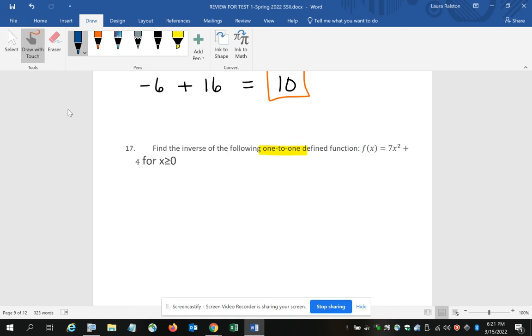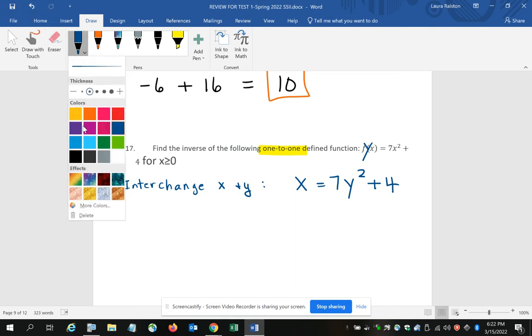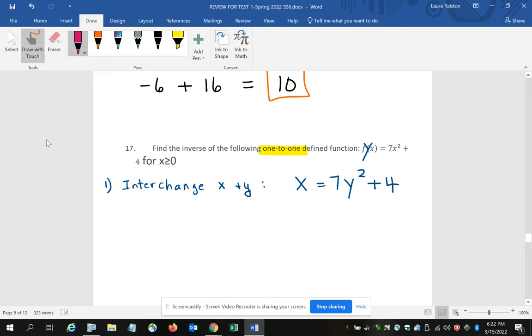The first step you usually do, and again, I always think about it in terms of x and y. So we really have y equals 7x squared plus 4. And the first step in finding the inverse is to interchange x and y. So I would actually have, when I do that, x equals 7y squared plus 4. The second step in the process is to solve that equation for y.